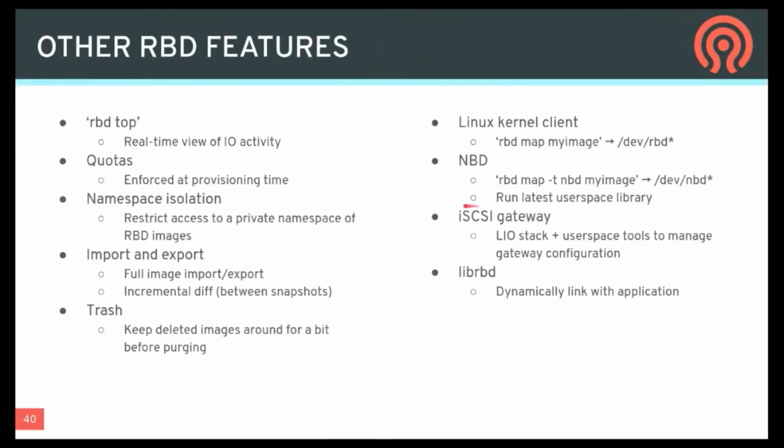There's an iSCSI gateway, so you can create gateways that take RBD images and expose them over the iSCSI protocol. It's based on the LIO stack, and there's a whole set of tools to manage and configure that. And there's, of course, the librbd library, which is the user space implementation of the client library that you could directly link with your application. And that's, in fact, what this NBD process is doing, taking the user space library and just passing the I/O through from the kernel space.